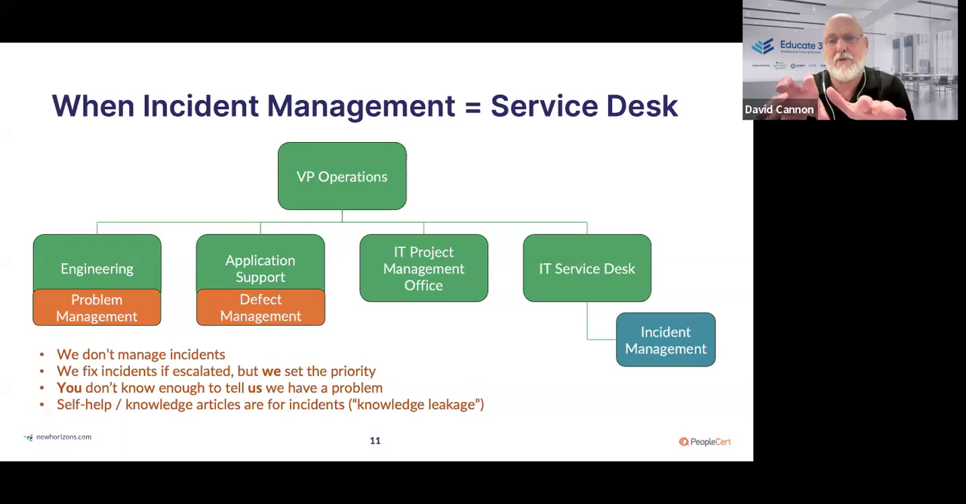Now, it's okay if process or practice ownership sits with service desk, but the process itself has to move across the silos. You cannot silo processes, and that's what they've done here.